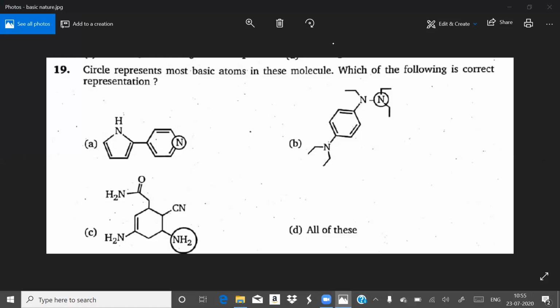In the second option, 3 nitrogen atoms are given, and out of the 3, 1 is circled. In the third option, 3 amino groups are given, and out of those, 1 amino group is circled as more basic. Let us take the first molecule.